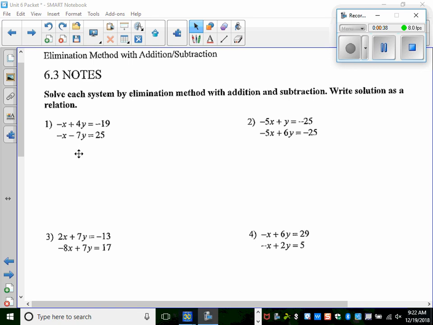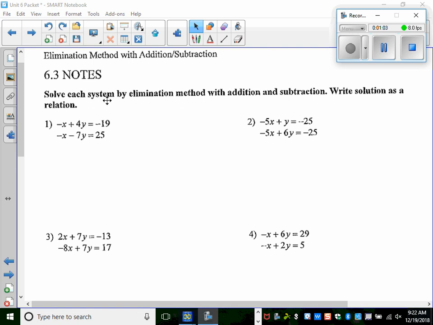Now these are set up in a special way. Notice the x and the y on the left equals the constant. X and y equals constant for each one of these. When we get down to the bottom, they're not in this order, so we'll have to rearrange them so they look just like the top part, okay? They have to be in this order to use this method.